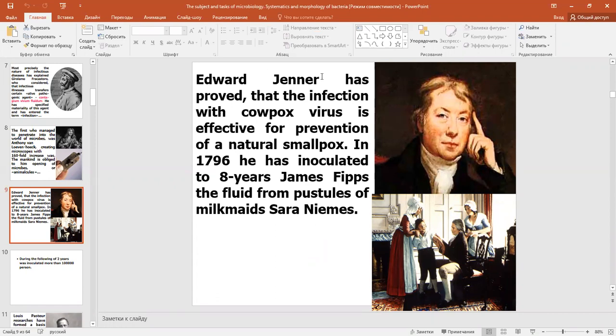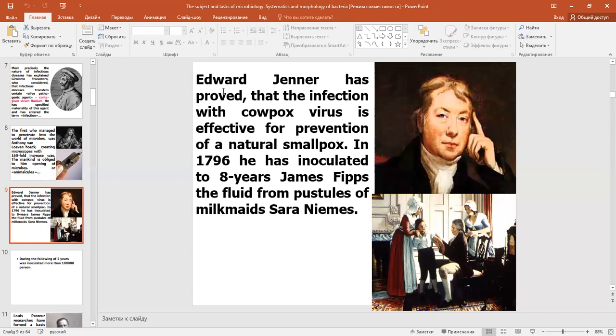Edward Jenner, the English doctor, proved that infection with cowpox virus is effective for prevention of natural smallpox, which is common for people. At that time, there were epidemics of smallpox, and many millions of people died of smallpox. In 1796, he inoculated eight-year-old James Phipps with fluid from the pustules of the milkmaid Sarah Nelmes. He noticed that women who took care of cows were infected from cows by cowpox virus. Cowpox virus is not dangerous for human beings, but with infection by this virus, some pustules developed on the skin. And he noticed that these women were finally not infected by smallpox virus.